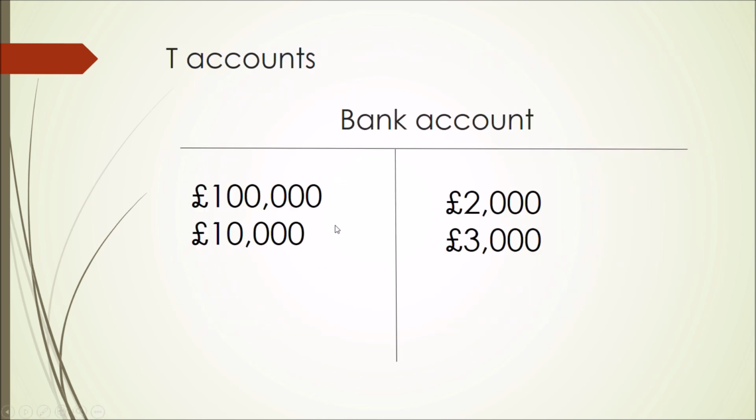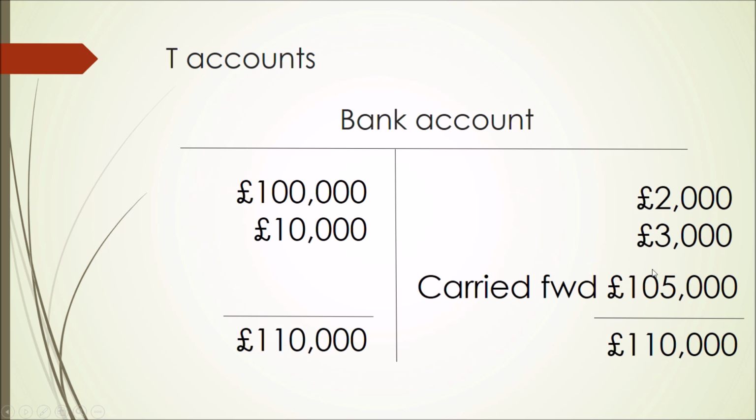So here, that's how it would lay out. We had our plus figure here, £100,000. We got a £10,000 plus figure there, and we got our minus figures on this side. Our debits, our pluses, our debits on the left, our credits on the right. We then balance it off.